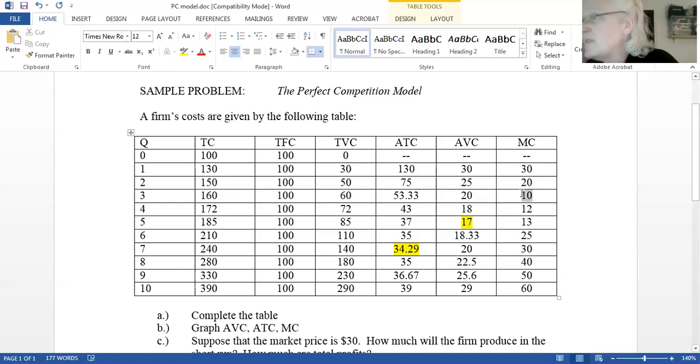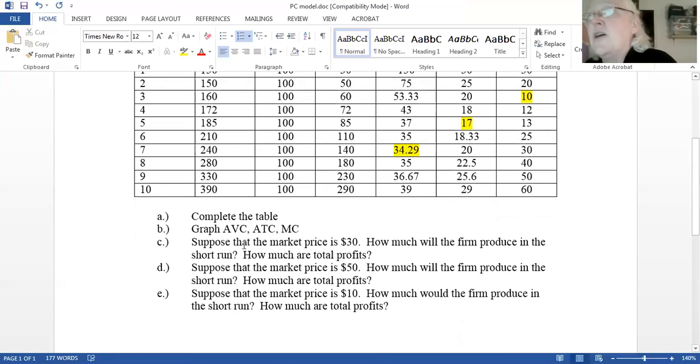So let me highlight the minimum there. So the MC hits its minimum first, then the AVC, and then the ATC. So that's what I want you to see. All right, so go ahead and graph these. I'm not going to do that, you guys know how to do this.